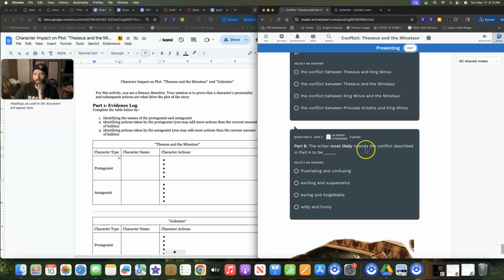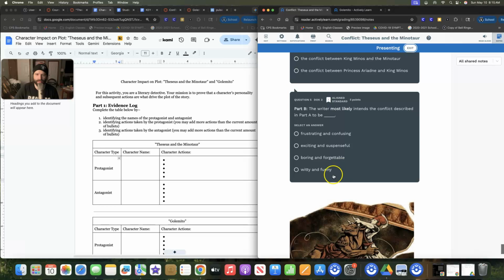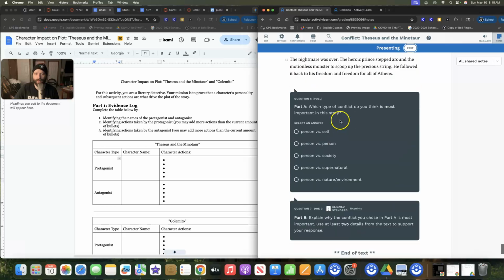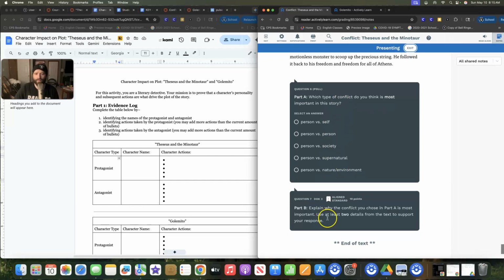And then why did the writer most likely intend the conflict described in part A to be? Like what did he want it to be? Frustrating, exciting, boring, witty? And then here, which type of conflict do you think is most important in this story? This is a poll question. So when you pick this, for the next one, you will be writing an RTQ explaining why you picked that. Okay, so just keep that in mind.